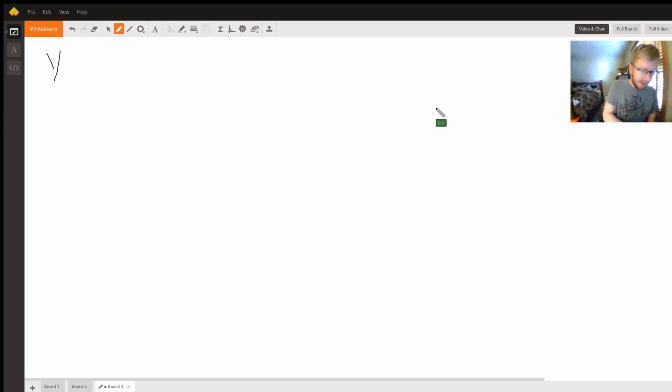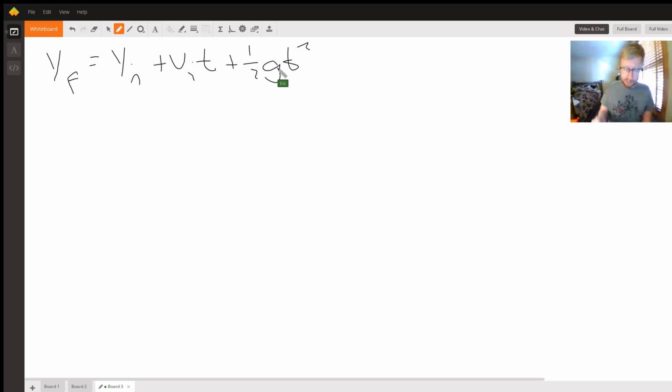So y final equals y initial plus the initial velocity times time plus 1/2 gt squared. All right. So if we set the ground as 0, so the cliff is, what was it?